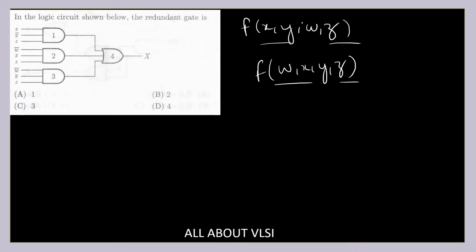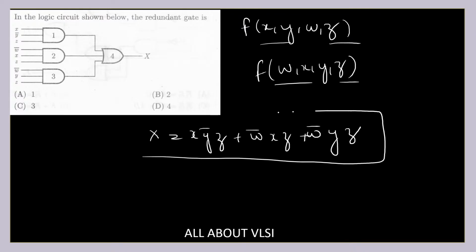Okay. Now I need to find out the minterms over here. So how to come up with the minterms? The value of this particular function is nothing but x y complement z plus w complement x z plus w complement y z. This is the function which I'm going to have.